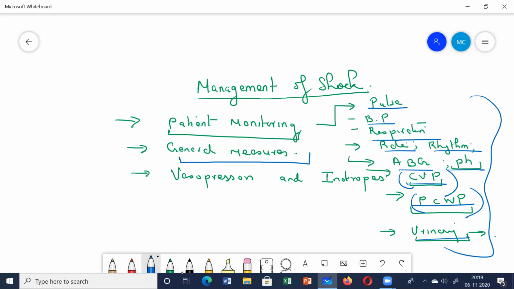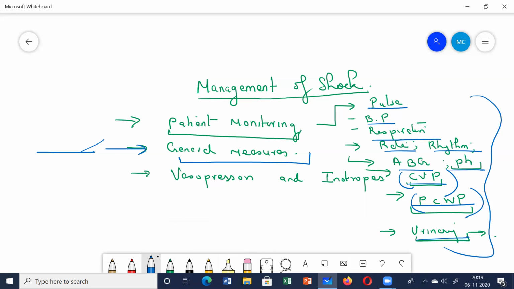Next, come to the general measures. What are the different general measures which you should do here? Care of the skin, airway, bowel, bladder, and nutrition, the basic general measures. If the patient is having anxiety or pain, that should be alleviated. What is the main common thing which is done? The patient is put in a horizontal position with the legs slightly elevated. He or she should be allowed the most comfortable position.